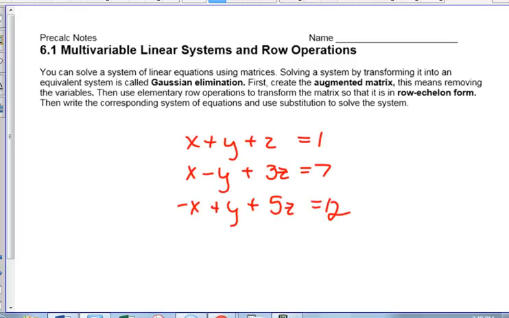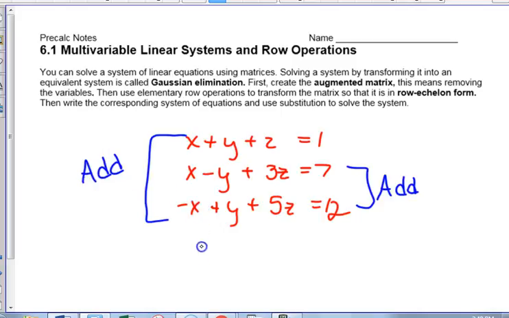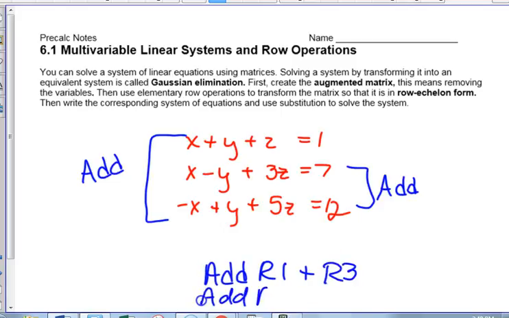Okay, when we had things like this, we did things like add these two together, and then maybe add these two together to get the x to drop out on the quiz last week. Yes? Everybody with me? Okay, we didn't write this, but this is what we really did. We added row 1 to row 3. And then we added row 1 to row 2. We just didn't call them rows.